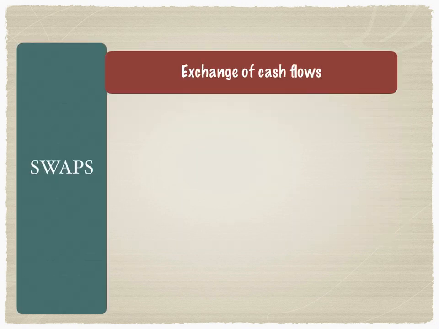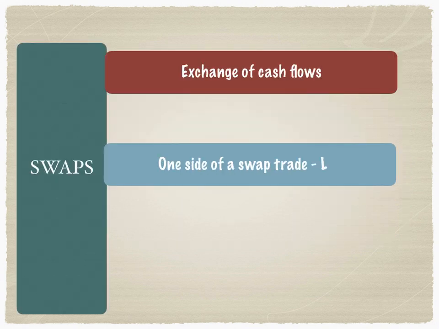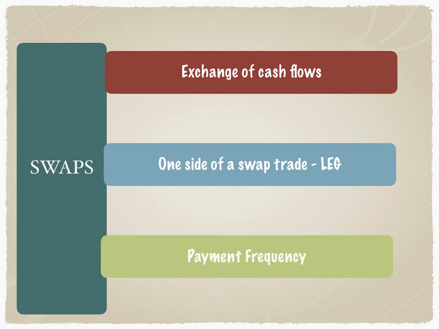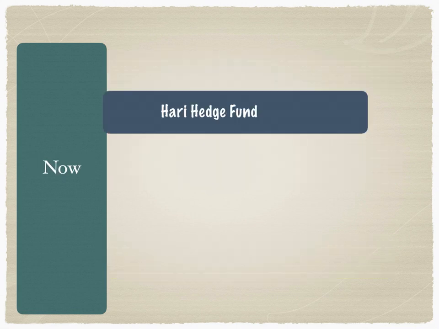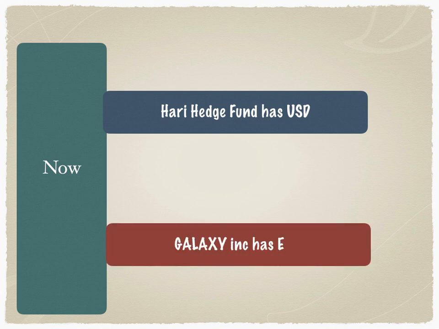A swap is therefore an exchange of cash flows. A side of a swap trade is called a leg of a swap. And the payment frequency happens at the time of the leg of the swap. Okay? Now, Hurry Hedge Fund has USD, Galaxy Inc. has EUR. So they have borrowed in the currencies and markets in which they have a competitive advantage.